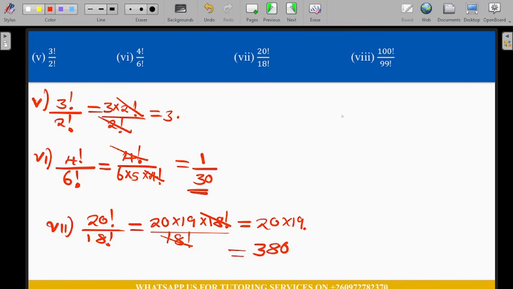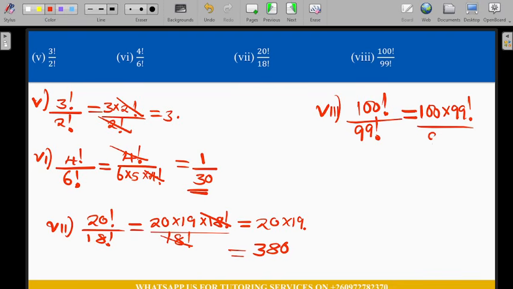All right. So now we have part 8. We have 100 factorial over 99 factorial. So for this, what we do is we just reduce 100 factorial up to 99 factorial. So over 99 factorial. This and that cancel. The answer becomes 100.